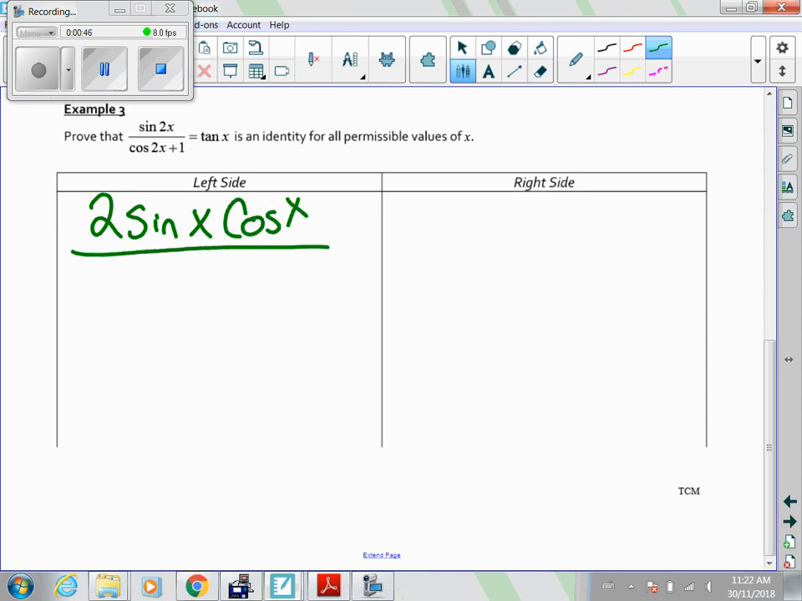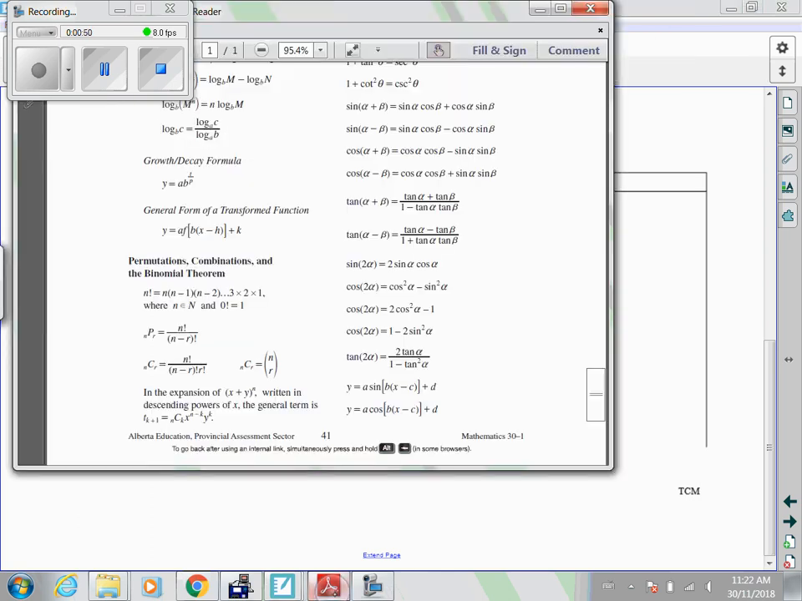That one looks good. Now the tricky bit is that with cos 2x, there's a couple of potential things I can use. Right? There's 3 of them here. And that makes things a little trickier to know which of those I want to do.